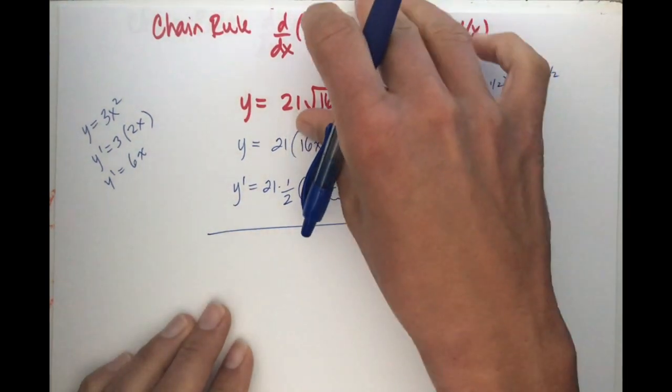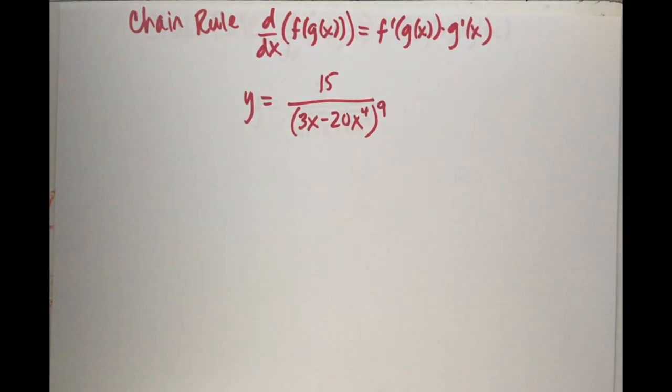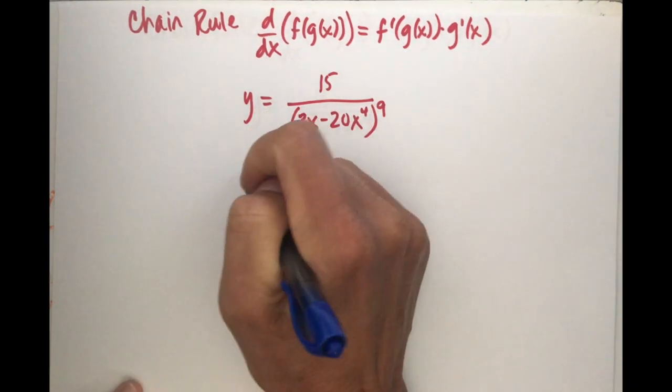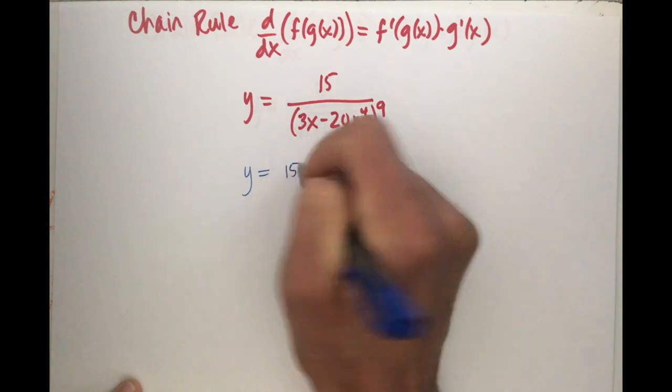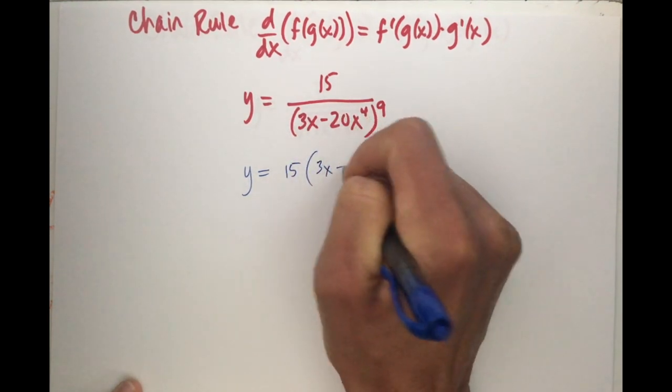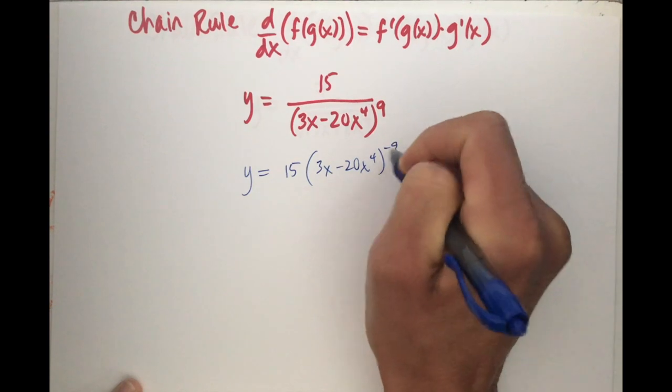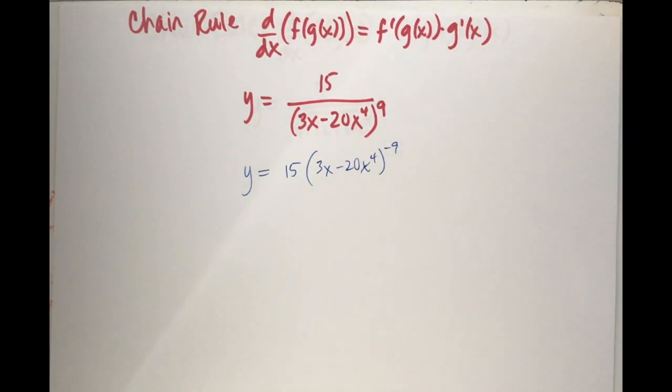All right, let's do another example. All right, here. Now, just like in the previous example when I had a square root and I rewrote that square root to the 1/2 power, I don't like square roots and I don't like fractions. So I'm going to rewrite this equation, this 15 over 3x minus 20x to the 4th to the 9th power, as just a product using negative exponents instead of a quotient. So y will be 15 times 3x minus 20x to the 4th to the negative 9th power.